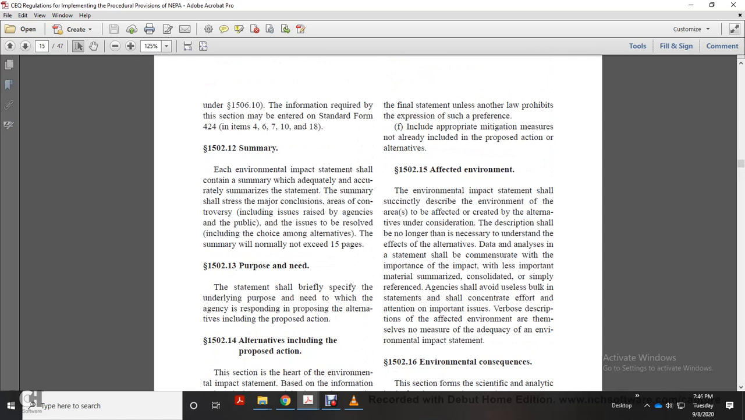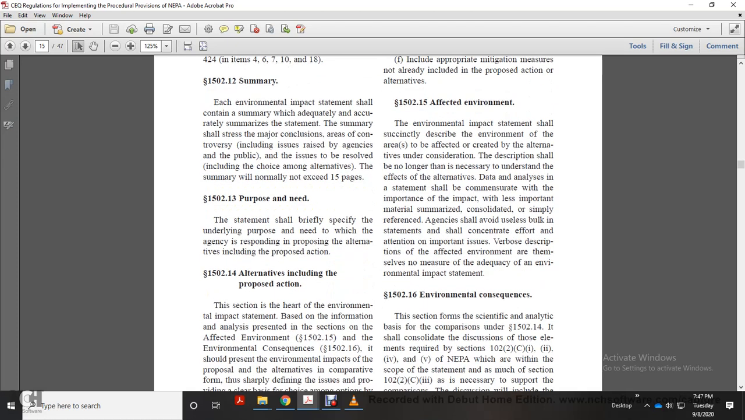Alright, 1502.15, affected environment. The environmental impact statement shall succinctly describe the environment of the area to be affected or created by the alternatives under consideration. The descriptions shall be no longer than is necessary to understand the effects of the alternatives. Data and analyses in a statement shall be commensurate with the importance of the impact, with less important material summarized, consolidated, or simply referenced. Agencies shall avoid useless bulk in statements and shall concentrate effort and attention on important issues. Verbose descriptions of the affected environment are themselves no measure of the adequacy of an environmental impact statement. 1502.16, environmental consequences.